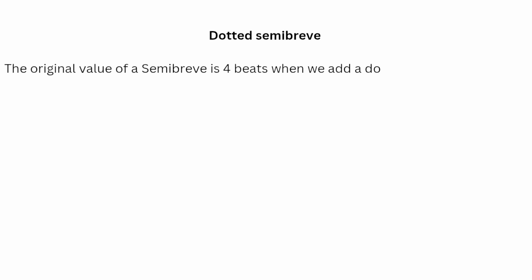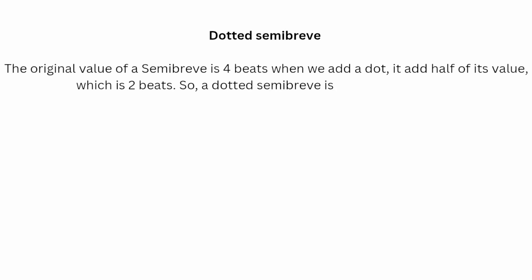What is dotted semibreve? The original value of a semibreve is 4 beats. When we add a dot, it adds half of its value, which is 2 beats. So, a dotted semibreve is worth 4 plus 2 is equal to 6 beats. Let us see dotted minim.